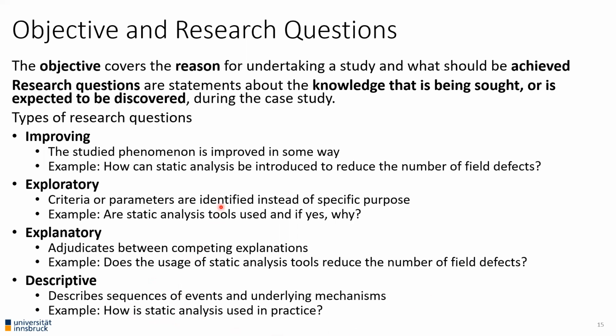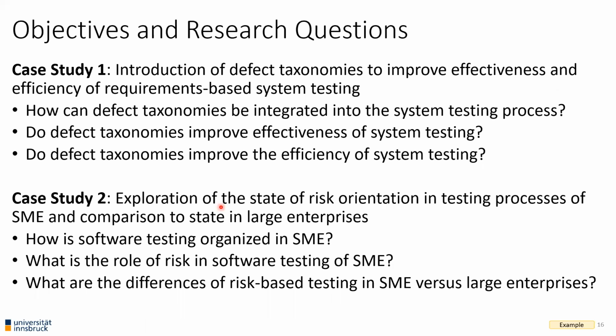Okay, these are research questions. You have to define some research questions for your setting, but let's come to concrete examples from my two case studies. In the first one, about the introduction of defect taxonomies to improve the effectiveness and efficiency of requirements-based testing, we had questions like: how can defect taxonomies be integrated into the system testing process? So this is really a clear improving oriented one. Do defect taxonomies improve effectiveness of system testing, or do defect taxonomies improve the efficiency of system testing? So this was really a case study where the improving aspects were the main focus.